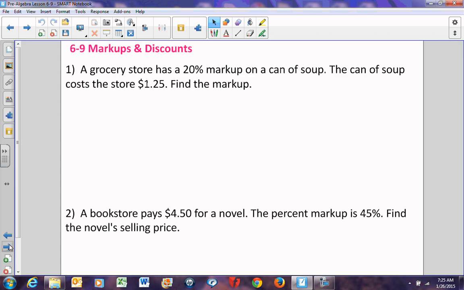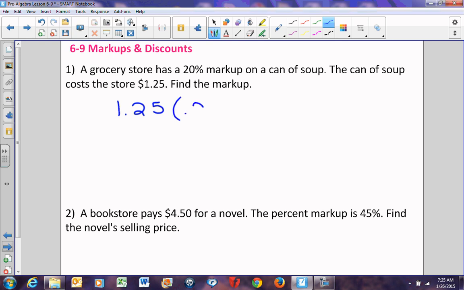A grocery store has a 20% markup on a can of soup. The can of soup costs the store $1.25. Find the markup. Okay, we're not finding the selling price, we're just finding the markup. Markup is found by taking the cost and multiplying it by the percentage of markup. So, if I want to find the markup, it cost me $1.25 to buy this can of soup. I want to sell it for more than I paid for it, but I want a 20% markup.